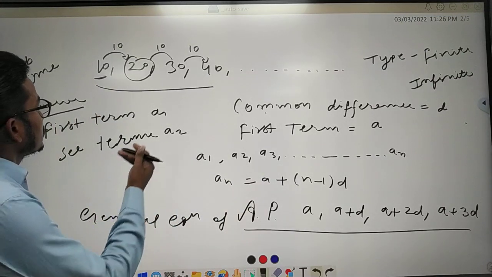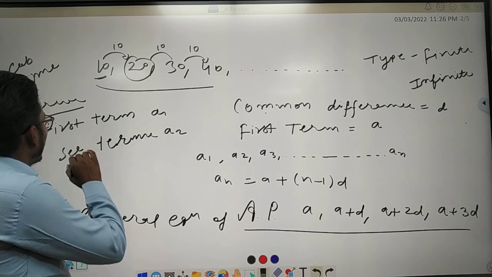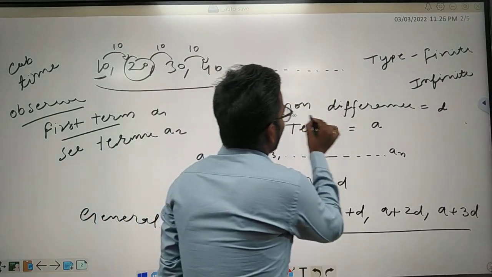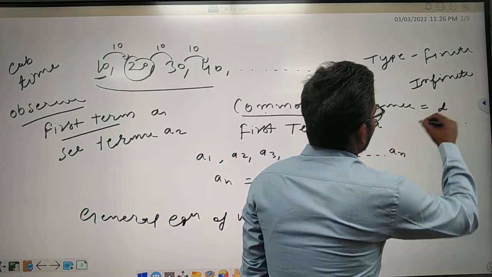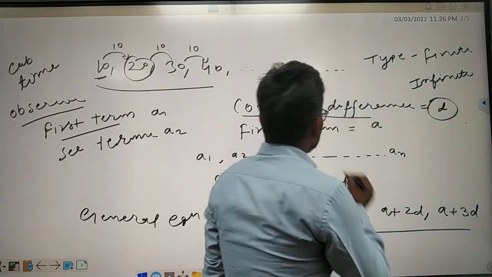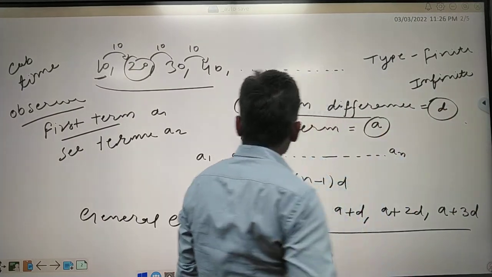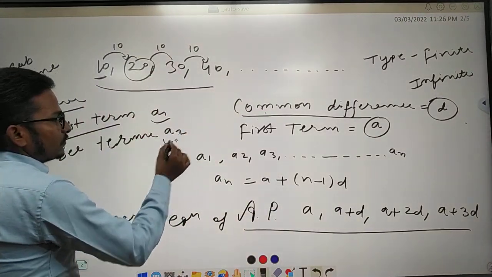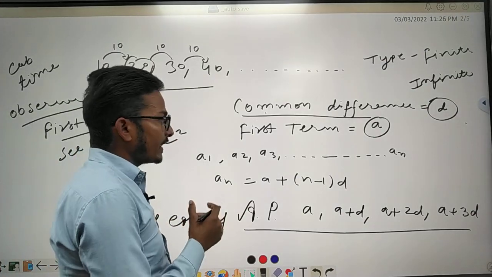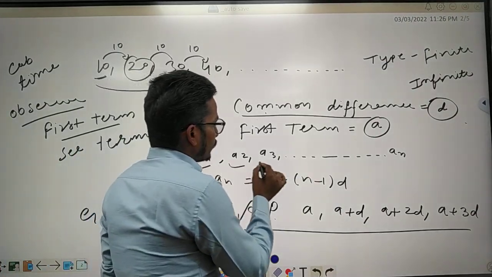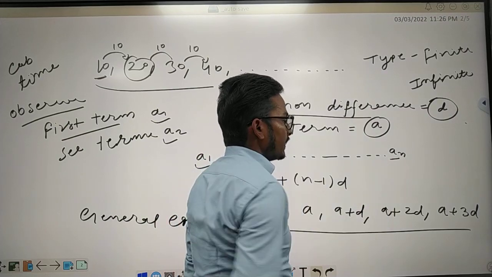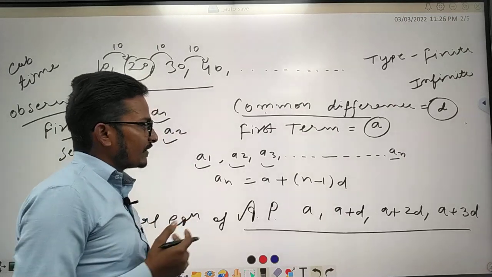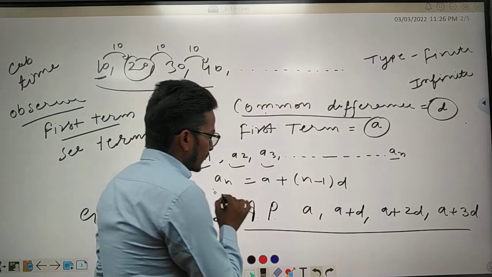The first term of this arithmetic progression is called the first term and the common difference between the terms is called the common difference. It is denoted by D and the first term is denoted by A. Let us assume the first term is A1, the second term is A2, and the arithmetic progression is A1, A2, A3 and so on up to An. An is the nth term of this given AP. We can find the nth term by this formula easily.